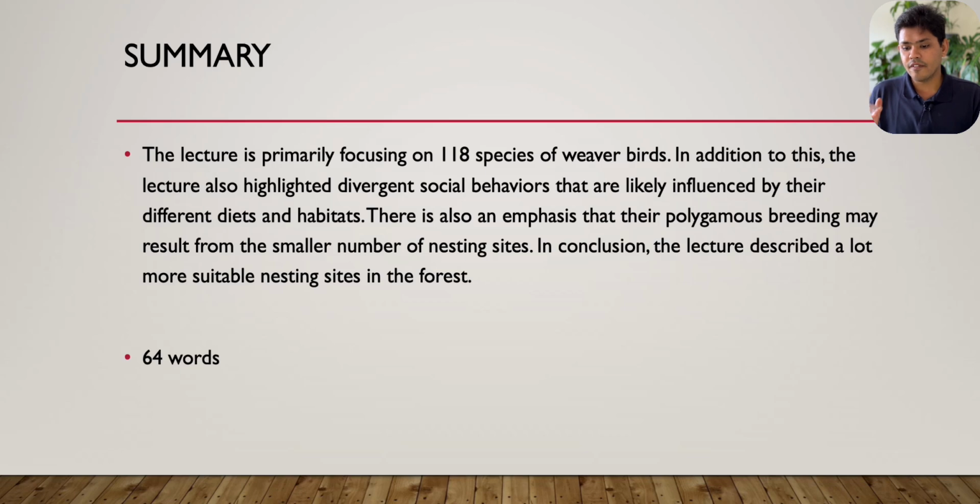There is also an emphasis that their polygamous breeding may result from the smaller number of nesting sites. Again, combined the third sentence of the template and third sentence of my note taking. Grammatically correct, makes sense, all good. Last sentence. In conclusion, the lecture described a lot more suitable nesting sites in the forest. Again, I've combined the fourth sentence of the template and the fourth sentence of my note taking. Combination result, is it making sense? Yes. Is it grammatically correct? Yes. Are the spellings correct? Yes. I can move on to my next question.